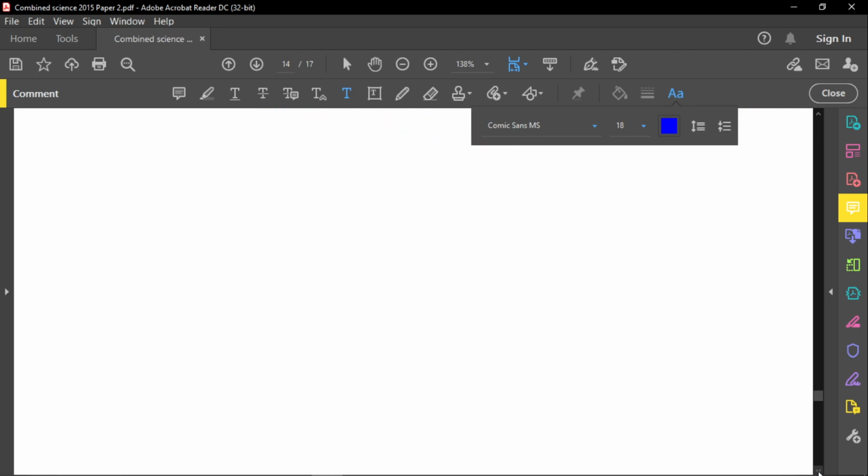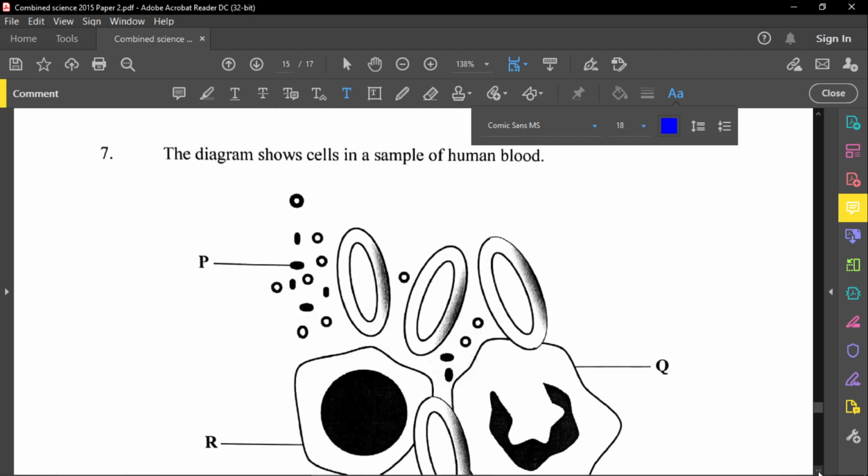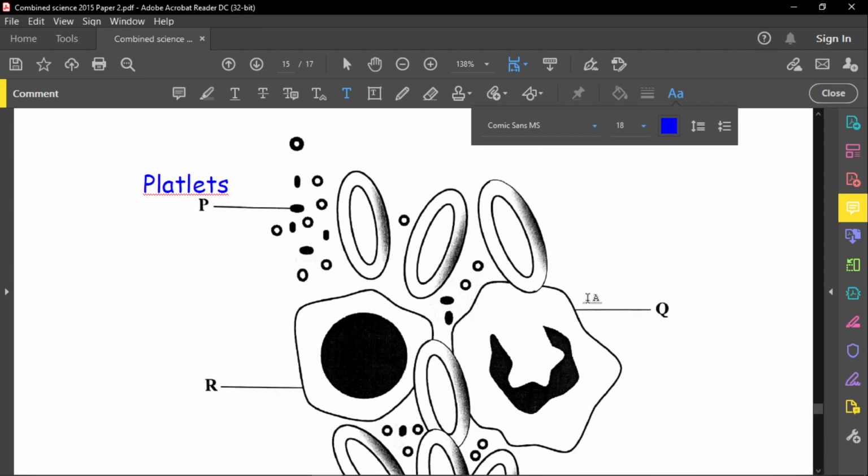Let's go to the next question here. This question is a diagram that shows cells in a sample of human blood. These small guys right over here, these are our platelets. Okay, that's platelets. And this irregular shaped nucleus here, we know this is a phagocyte, which is a white blood cell. And this over here, which is a nicely shaped nucleus, is a lymphocyte.